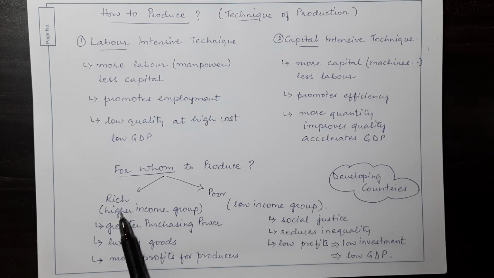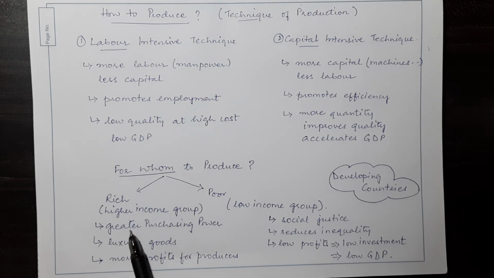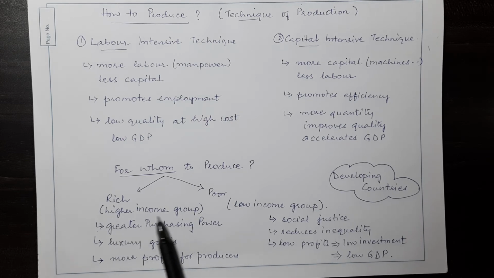Now what happens with this section of the society, the higher income group? They will have a greater purchasing power. That means they can buy goods at a higher price also. They can afford to buy, and they will buy luxurious goods, and here there will be more profits for producers. So producers can make more profit if they produce goods for a higher income group.